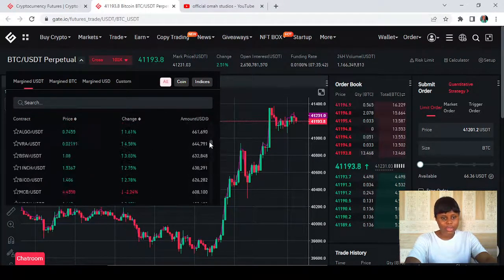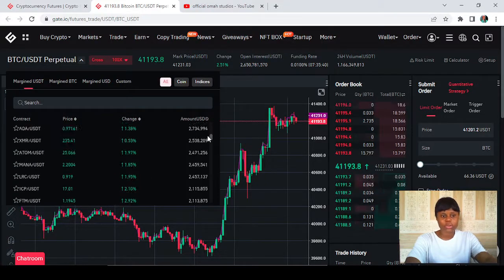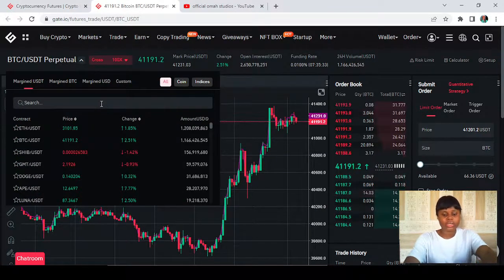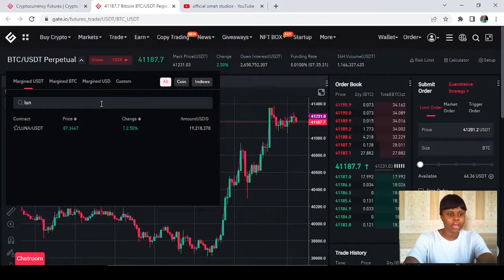If you don't want to go through the hassle of scrolling through, you can just come to this place that says search and type the token you want to select. Let's just say Luna. As you can see here, once you type it, it will bring out the coin that you want. So you just tap on it.